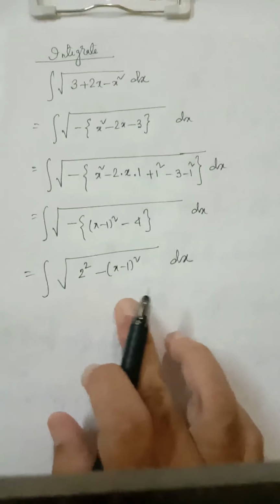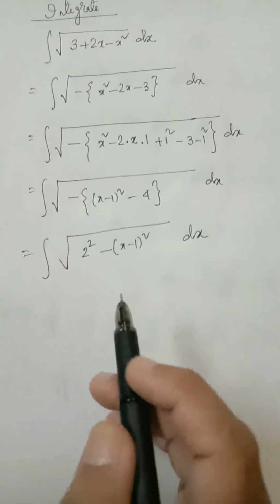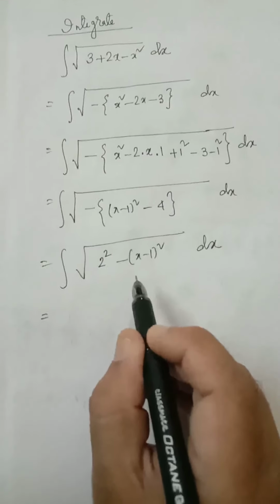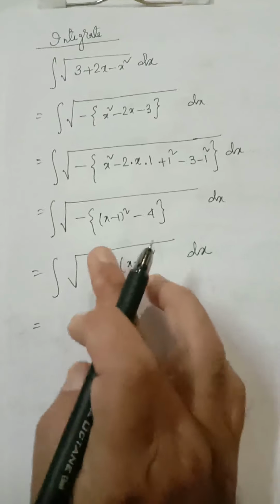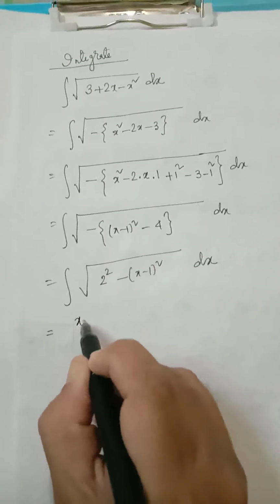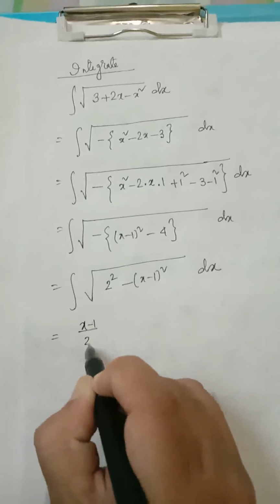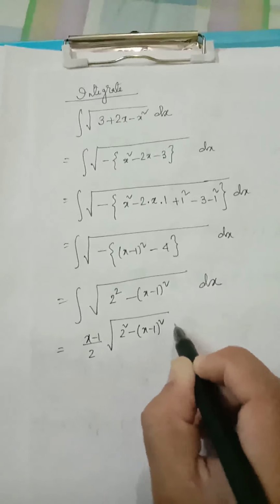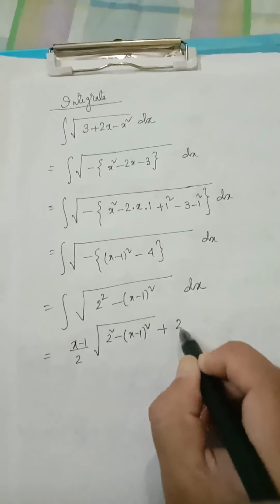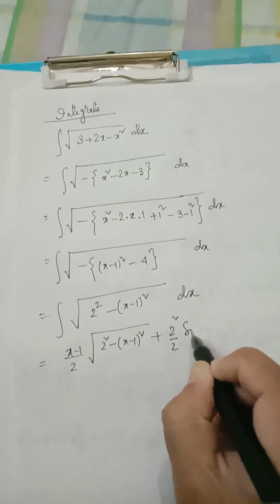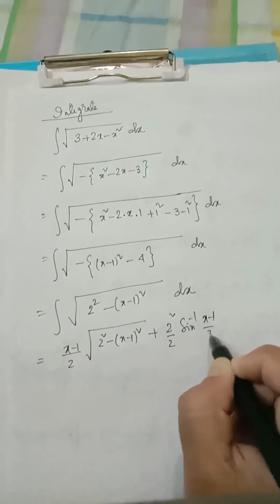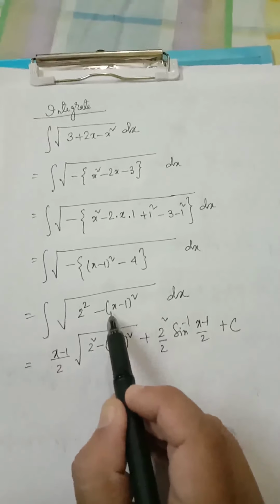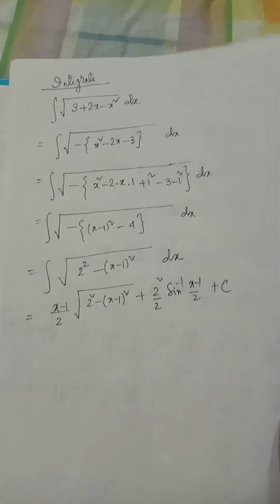This integral is of the form root over a square minus x square. Now how to integrate? We will integrate it directly without substitution. So the integral of root over a square minus x square is x by 2 into root over a square minus x square plus a square by 2 sine inverse of x by a plus c. Here the coefficient of x is 1, so we need not divide.